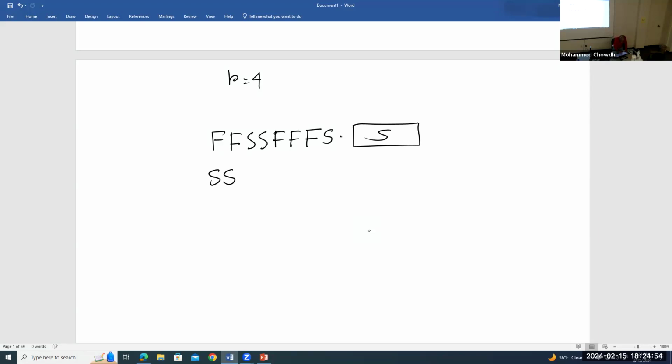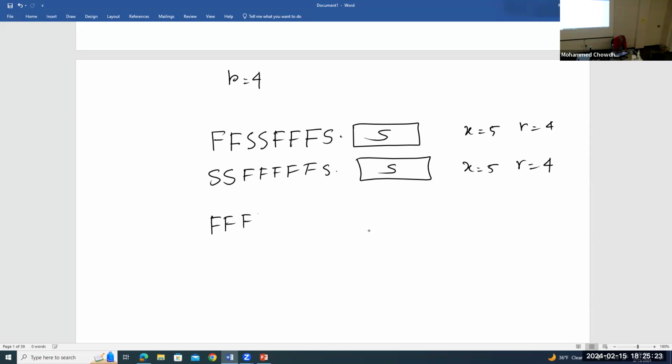Now take a look at that. You got success, success, failure, failure, failure, failure, failure, success, and then you got this one. So our x equal to what? X equal to number of failures. How many failures? 5. And r equal to number of successes, 4. Then in that way it will continue, right? Another one we can get: failure, failure, failure, failure, and then failure, success, success, success. And then this is the final one when you will stop. This is the stopping point. Clear, right?